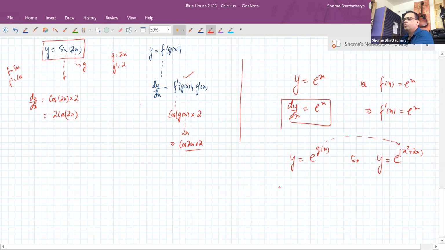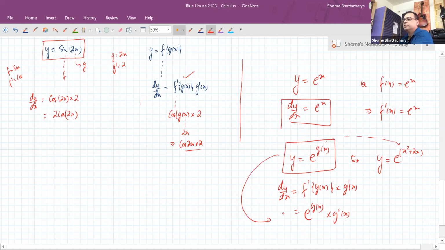So accordingly, what will become the derivative of y with respect to x? It will become f prime of g(x) into g prime(x), by the chain rule step. So f prime is what? e, but e is raised to what power? e is raised to g only. Okay, so this will become the case now. So for a general function like this, this becomes the derivative. Okay, so in this particular case, g is this one.